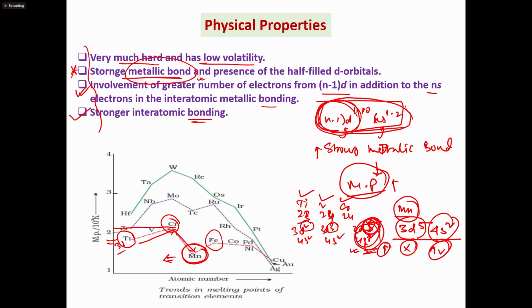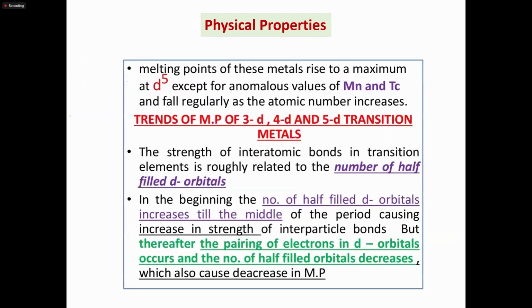Again, it is increasing for iron, cobalt, nickel. And then in the case of copper, it is decreasing again, because the electronic configuration of copper is written as 4s1. So when the half-filled and full-filled electronic configuration comes, the metallic bond becomes weak, and the melting point decreases. These are the same points.